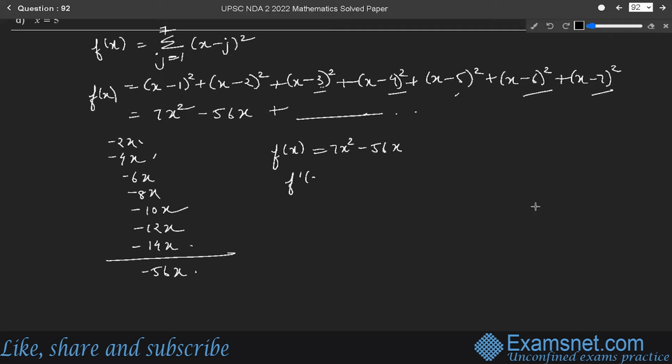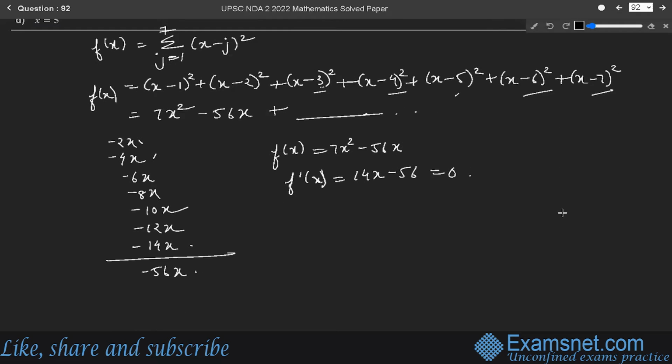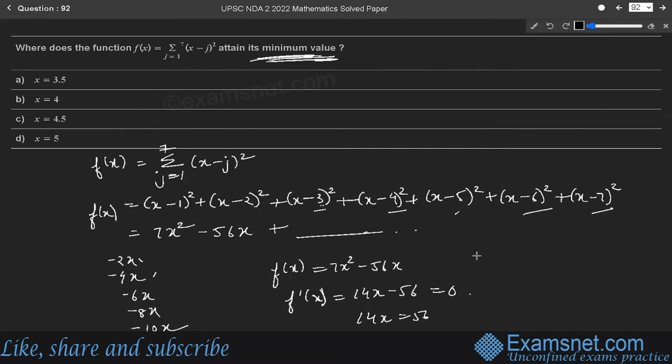Therefore, f dash x will be equals to 14x minus 56, and it is equals to 0 because in the question it is already written minimum value. Whenever you see minimum value, it means that f dash x will always be equals to 0. So from here, 14x will be 56 and x will be equals to 4. So the required value of x will be 4. Therefore, option number B is the correct option here.